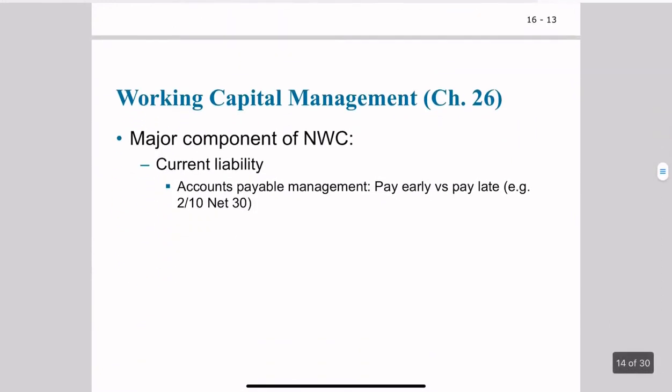And then on the current liability side, our major focus is the accounts payable management. And again, you have to think about the trade credit, right? So basically, let's say you have accounts payable on your balance sheet, and you have this 2/10 net 30. Then you have to think whether you want to pay your supplier at the end of the 30th day, or at the end of the 10th day. Again, you have to think about the implied interest rate, right? Okay.